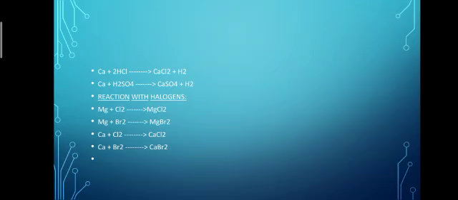They form halides. This is very simple, that is magnesium reacts with any halogen to form magnesium halide, while calcium reacts with any halogen to form calcium halide. For example, magnesium reacts with bromine to form magnesium bromide, magnesium reacts with chlorine to form magnesium chloride. Similarly, calcium reacts with chlorine to form calcium chloride and calcium reacts with bromine to form calcium bromide.